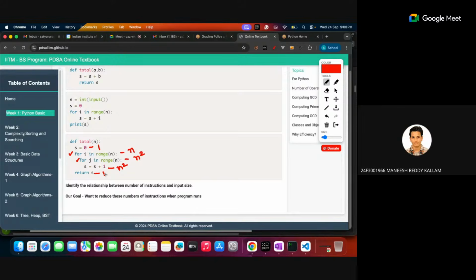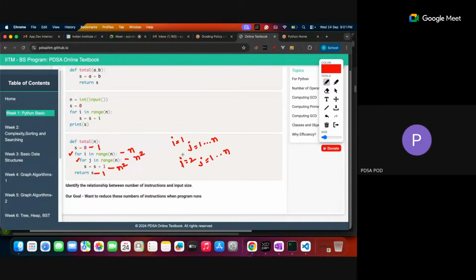Sir, could you repeat the n square part? Right. Whenever i is 1, j is repeated 1 to n. Of course, 1 to n means 0 to n minus 1, right? Similarly, whenever i is 2, j is again repeated 1 to n, right? So totally this inner loop is repeated n square times, right? Okay, yes, sir, I understood.